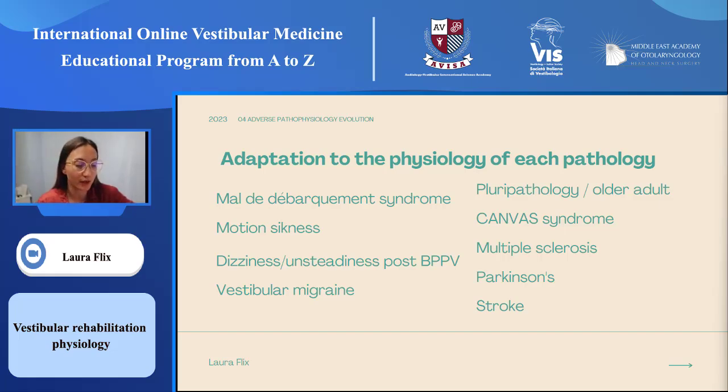And here is where clinical reasoning makes a big point, to focus the rehabilitation process depending on the patient, depending on their activity, depending on their age, depending on the pathology, depending on a lot of different variables. And we are going little by little in this direction, making the vestibular rehabilitation process more individualized for the patient.